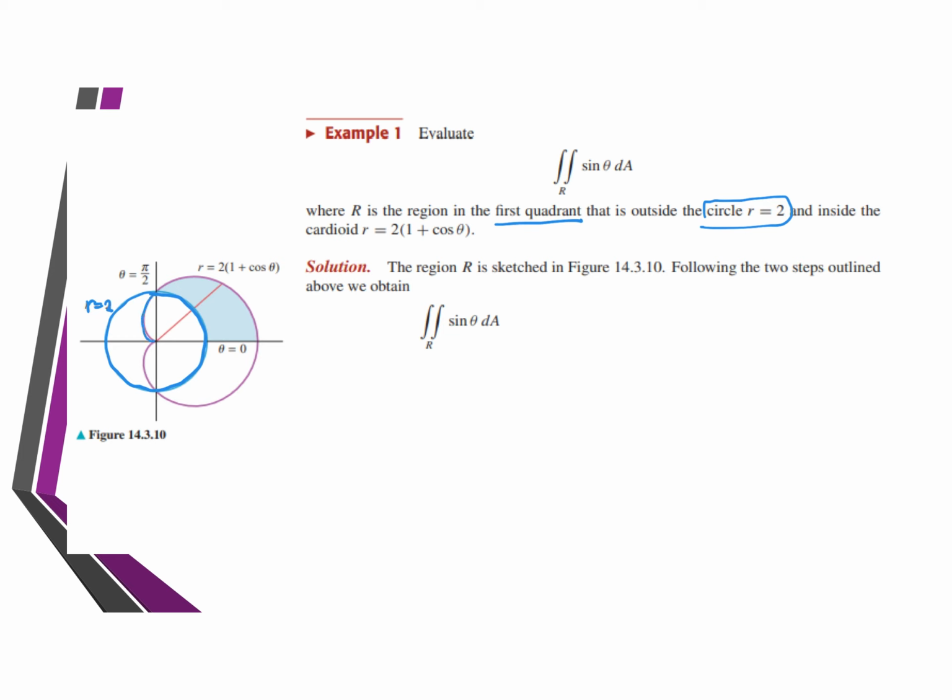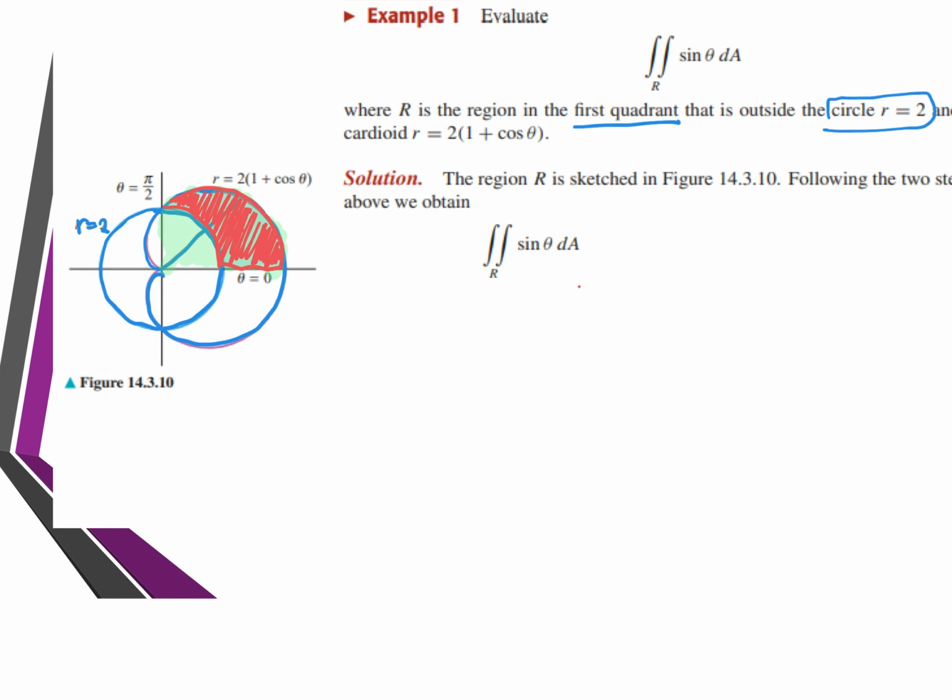So we draw this one, and the r is 2, 1 plus cos theta. Okay, the region is in the first quadrant. So here is our first quadrant. But then it is said that it is outside the circle. Means that it is here. So now we are going to find the double integral of this region. Okay, now let me draw it back. We have this kind of region.